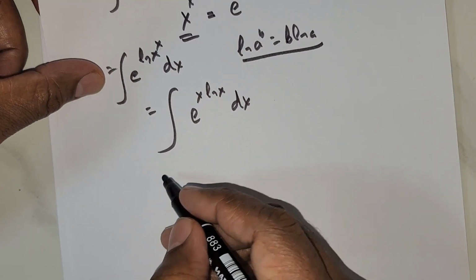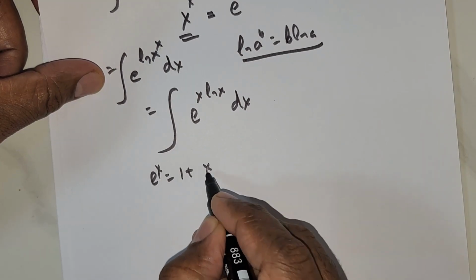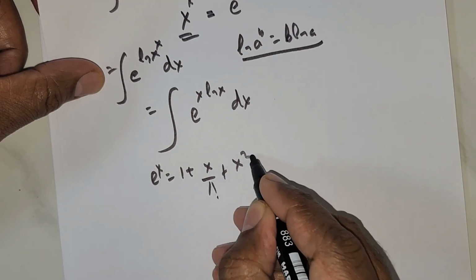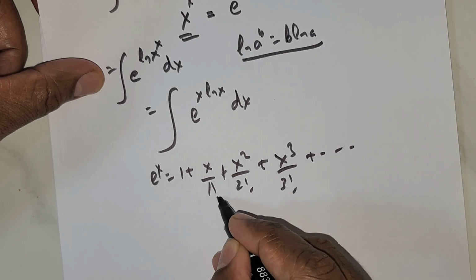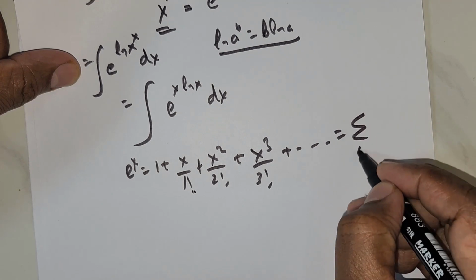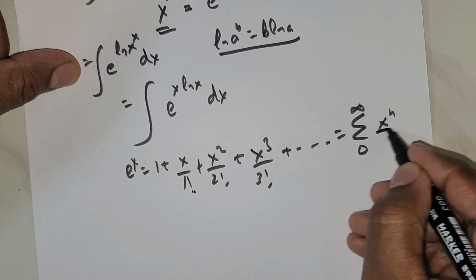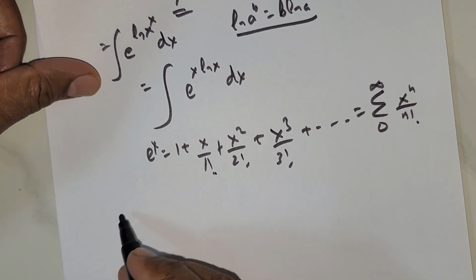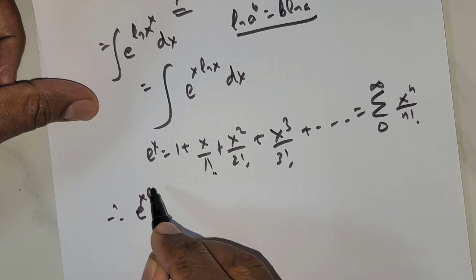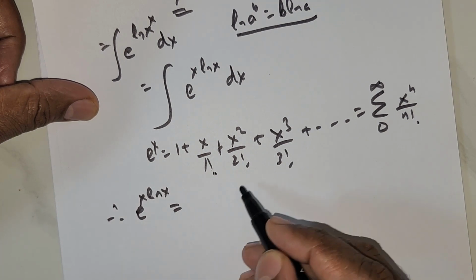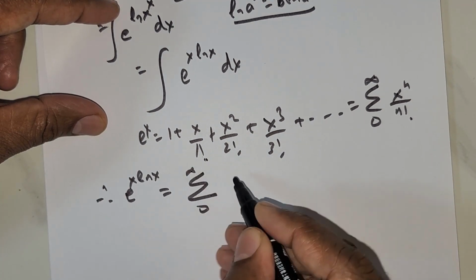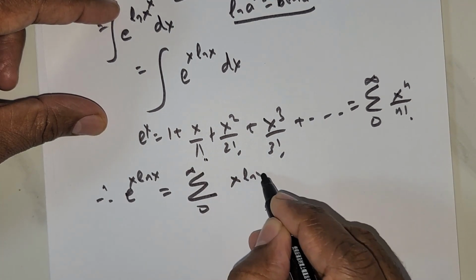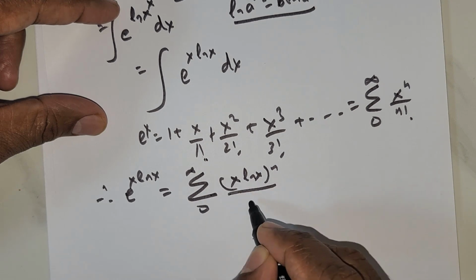Now I know that e raised to the power of x is 1 plus x over 1 factorial, plus x squared over 2 factorial, plus x to the power of 3 over 3 factorial, plus etc. Which is nothing but sigma n equals 0 to infinity of x raised to the power of n divided by n factorial. So therefore e raised to the power of x times ln x can be rewritten using this series expansion as sigma 0 to infinity of (x times ln x) raised to the power of n divided by n factorial.